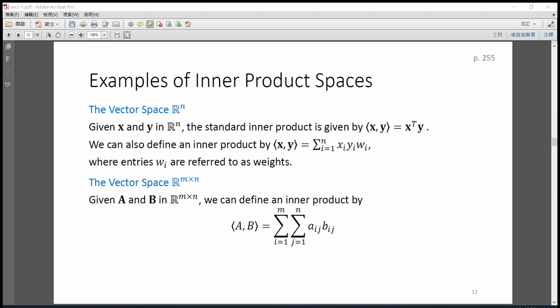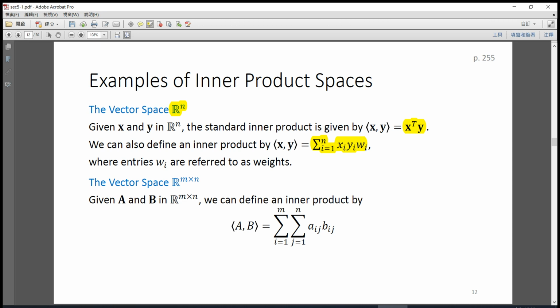We will introduce different examples of inner product spaces. The first example is the vector space R^n. In R^n, the standard inner product is given by x transpose y, which is the scalar product of x and y. The definition of inner product is not unique. We can define another inner product as the summation of x_i y_i w_i. We can regard w_i as the weight of x_i y_i. If we set w_i as 1 for i from 1 up to n, then the second inner product reduces to the standard inner product.